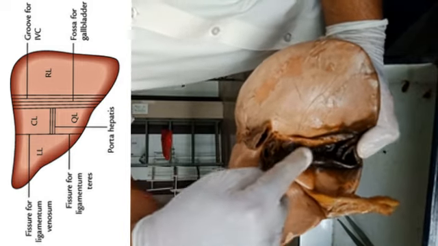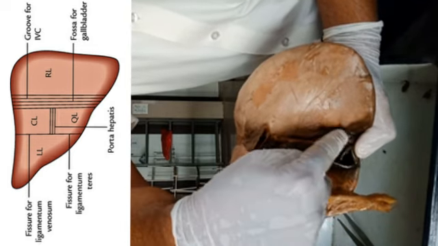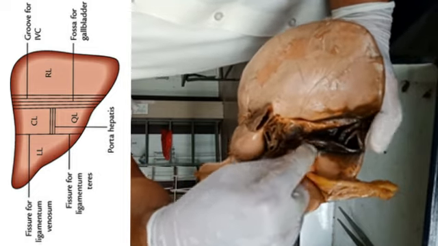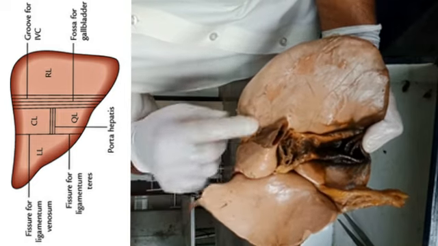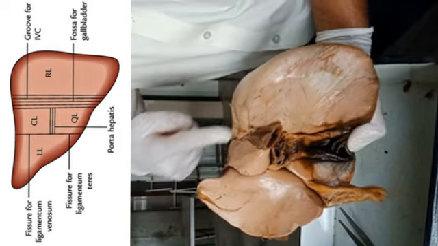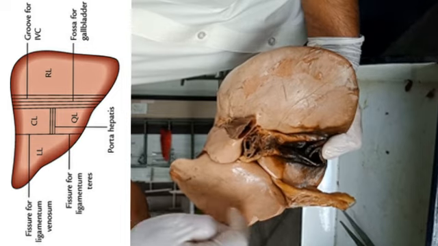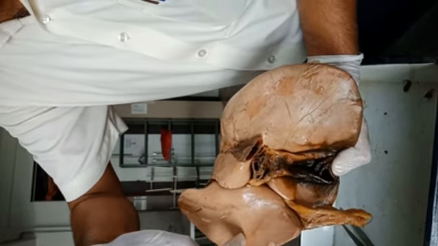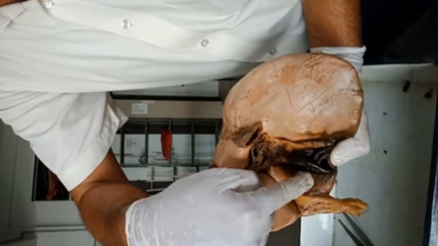And this part, in between the fissure for the ligamentum teres and the fossa for the gallbladder, below the porta hepatis, is the quadrate lobe. And this is the caudate lobe, which is in between the fissure for the ligamentum venosum and the groove for the IVC, above the porta hepatis. So in this way, these are the anatomical lobes which we can see on the visceral surface: left lobe, right lobe, caudate lobe and quadrate lobe.